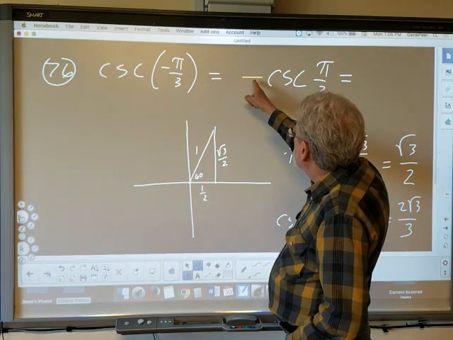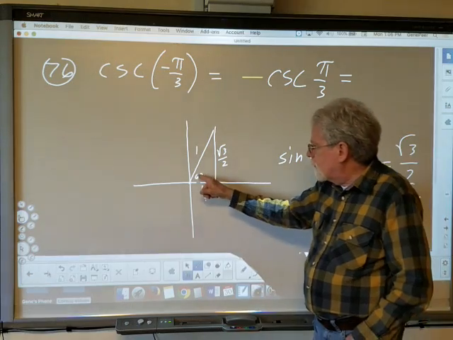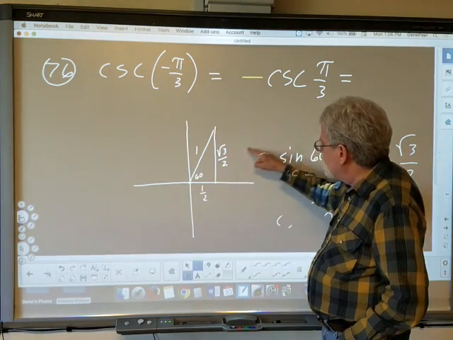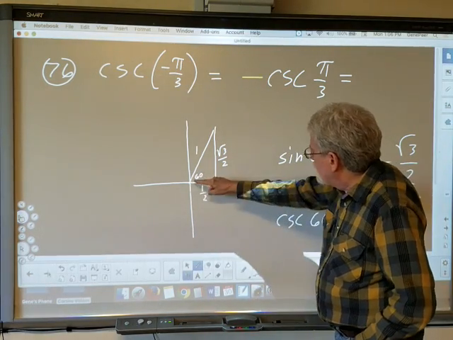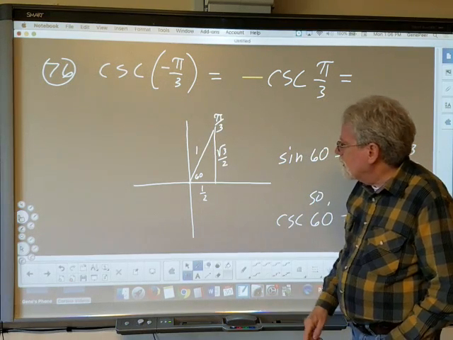So we have the negative sign over here now. We want cosecant of pi/3. Where's pi/3? It's 60 degrees. Remember we have pi/6 here, and pi/3 up here. Pi/3 radians.